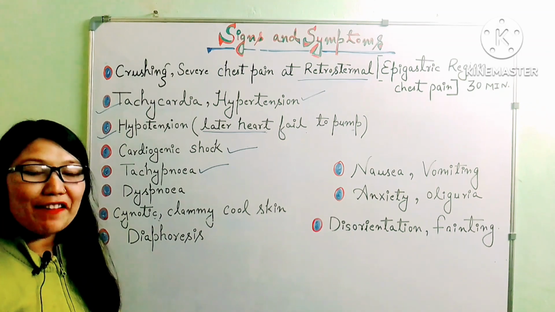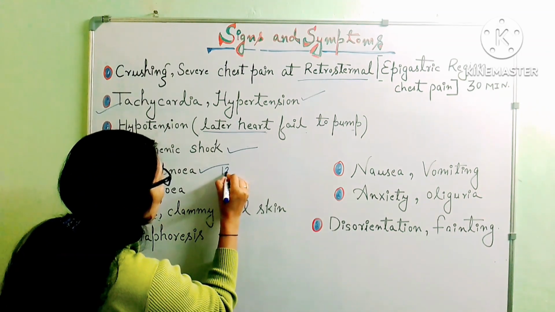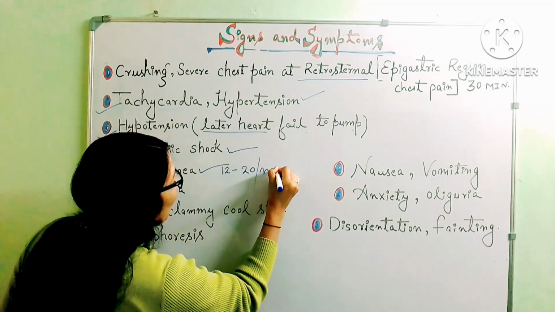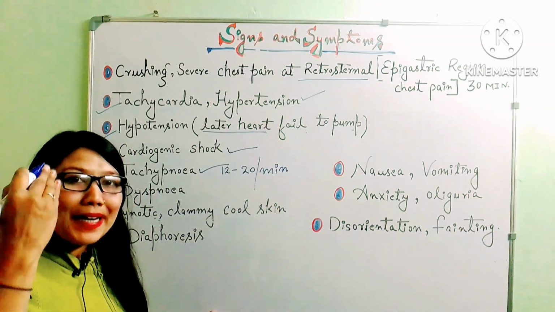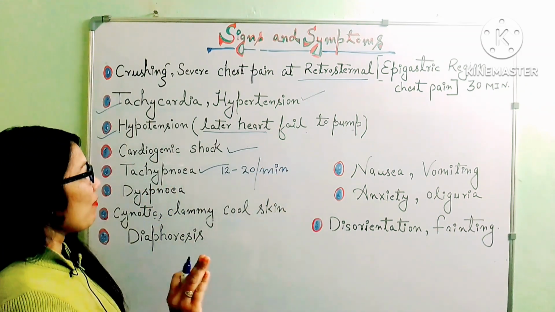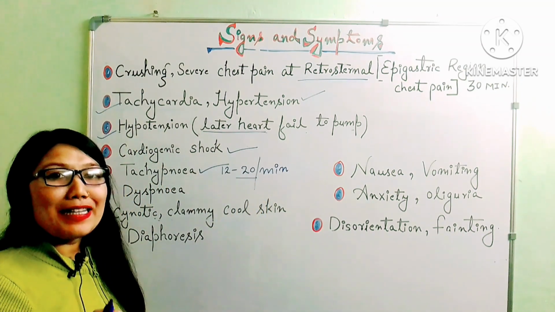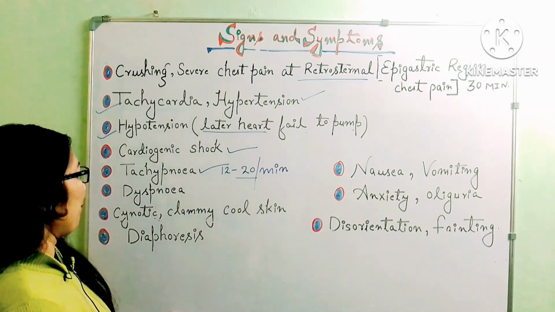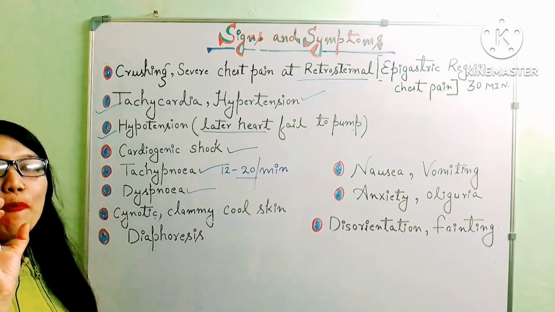So how much breathing will there be? We know that the normal breathing rate is 12 to 20 breaths per minute. When there are more than 20 breaths per minute, tachypnea is seen in the patient, meaning excessive breathing. So next is dyspnea, shortness of breath.